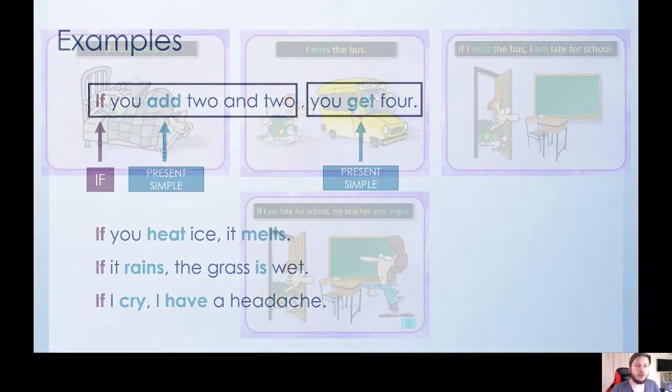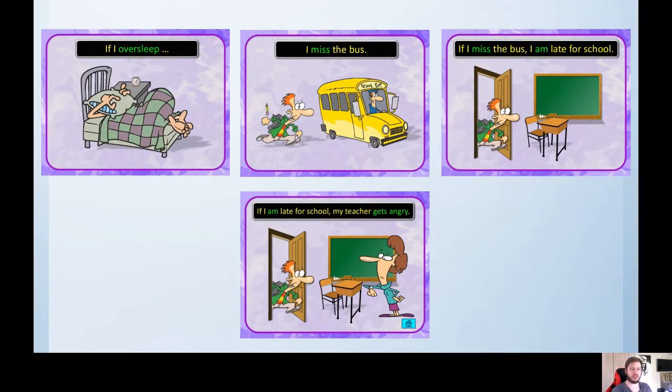Now let's look at this short story that contains zero conditional. Let's begin with the boy in the bed. If I oversleep, I miss the bus. Okay, that is a fact. Ak zaspím, zmeškam autobus. That is a fact. If I miss the bus, I am late for school. Again, that is a fact. Ak zmeškam autobus, budem meškať do školy.